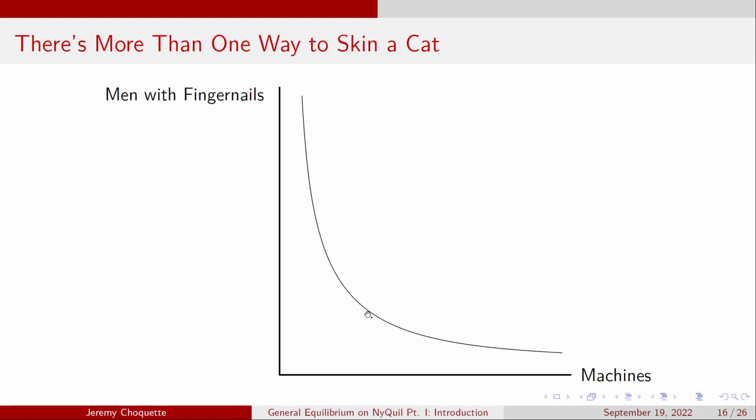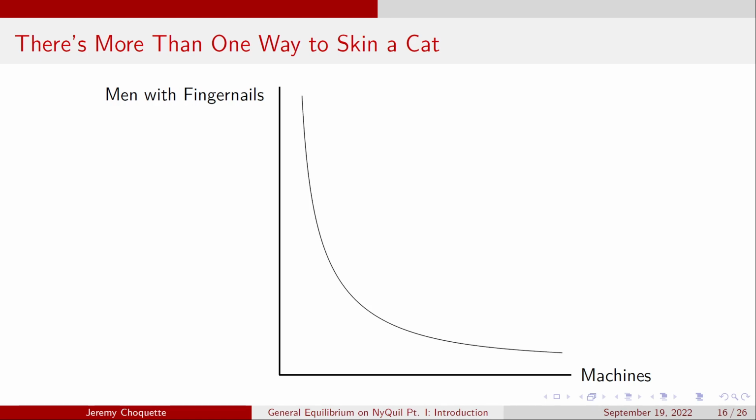So if you want to skin, let's say, this particular level here, this particular isoquant, as it's called for production, is, say, 10 cats. Well, you can skin 10 cats by having a lot of men with fingernails and not a whole lot of machines. You could also skin 10 cats by having a lot of machines and very few men with fingernails. Either way, 10 cats get skinned.